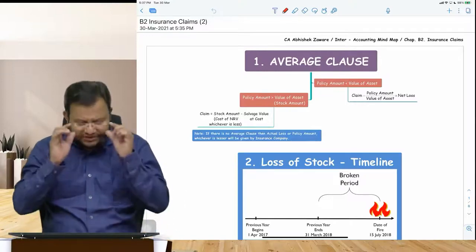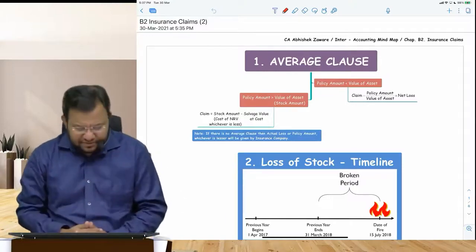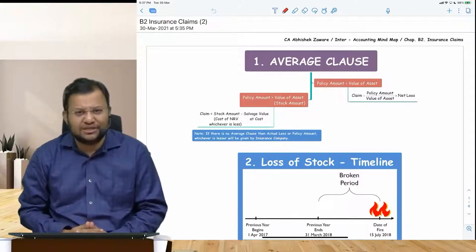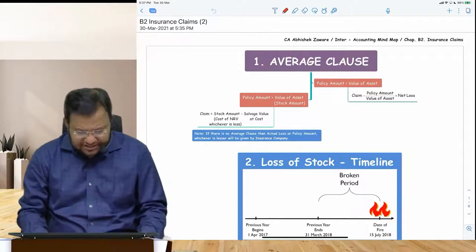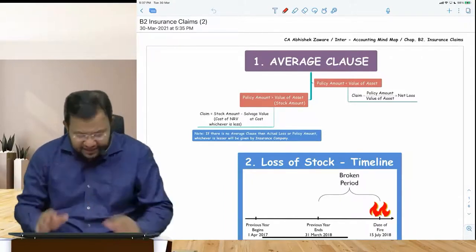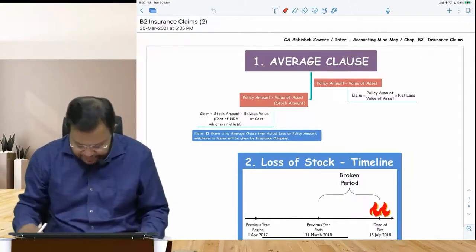Good evening, friends. Let us cover up revision for insurance claim chapter. I hope you have got mind map with you. So first I am taking up loss of stock policy.